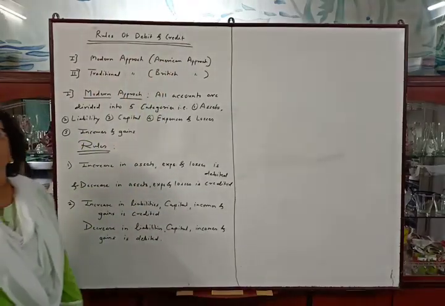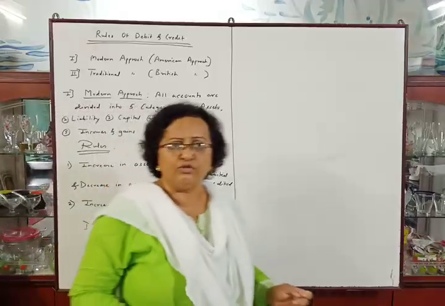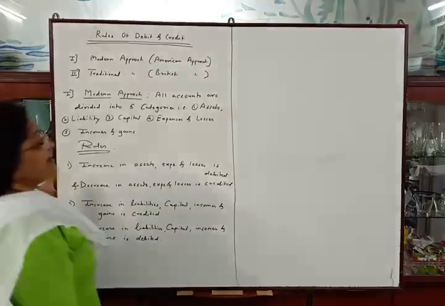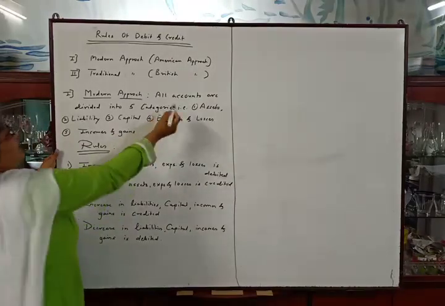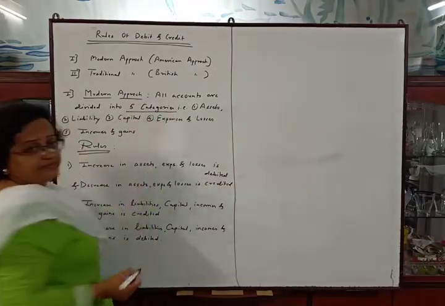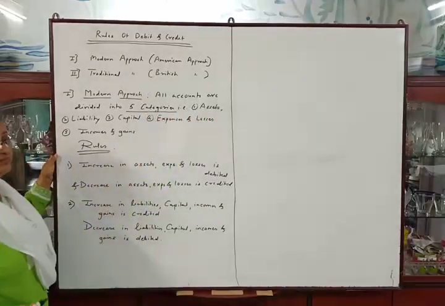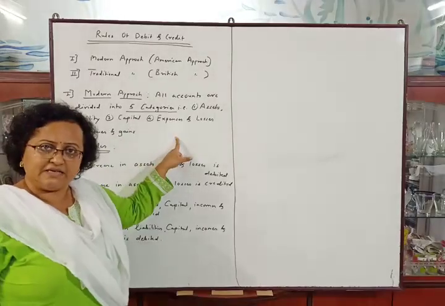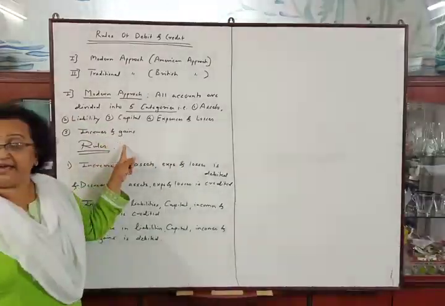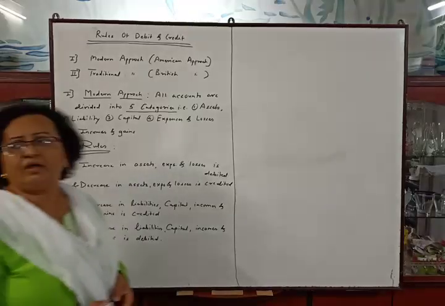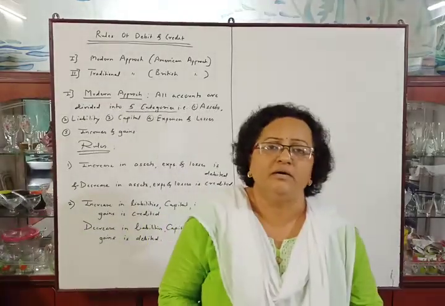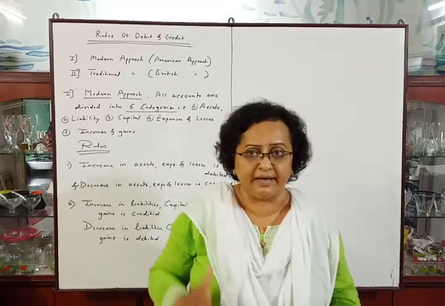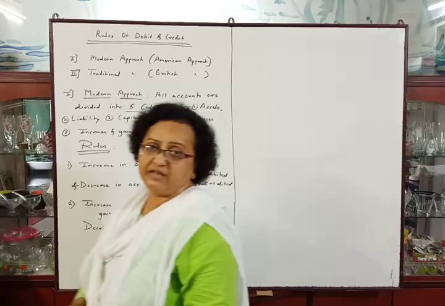Okay? In this approach, all the accounts are classified into 5 different categories. The categories are given here. All accounts are divided into 5 categories, that is assets, liabilities, capital, expenses and losses, incomes and gains. Okay? Now here two rules are given of debit and credit. These rules are given here. See the rules.